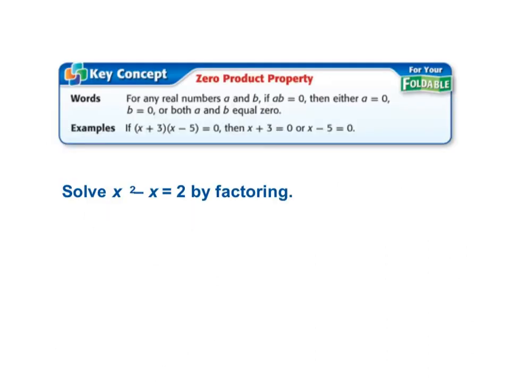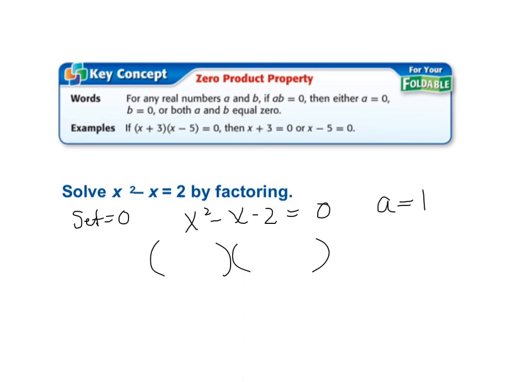The zero product property just means that once you factor it, you can set each factor equal to 0 and solve. So solving x squared minus x equals 2 by factoring, the first thing you want to do is set it equal to 0. So that's going to be x squared minus x minus 2 equals 0. A equals 1. So I'm just going to factor with a guess and check, because this is x, this is x. The only factors of 2 are 2 and 1. And then I figure this out. They've got to be opposite signs, because this is negative. And then because the middle term is negative, then the bigger number will be negative. And I have this equals 0.